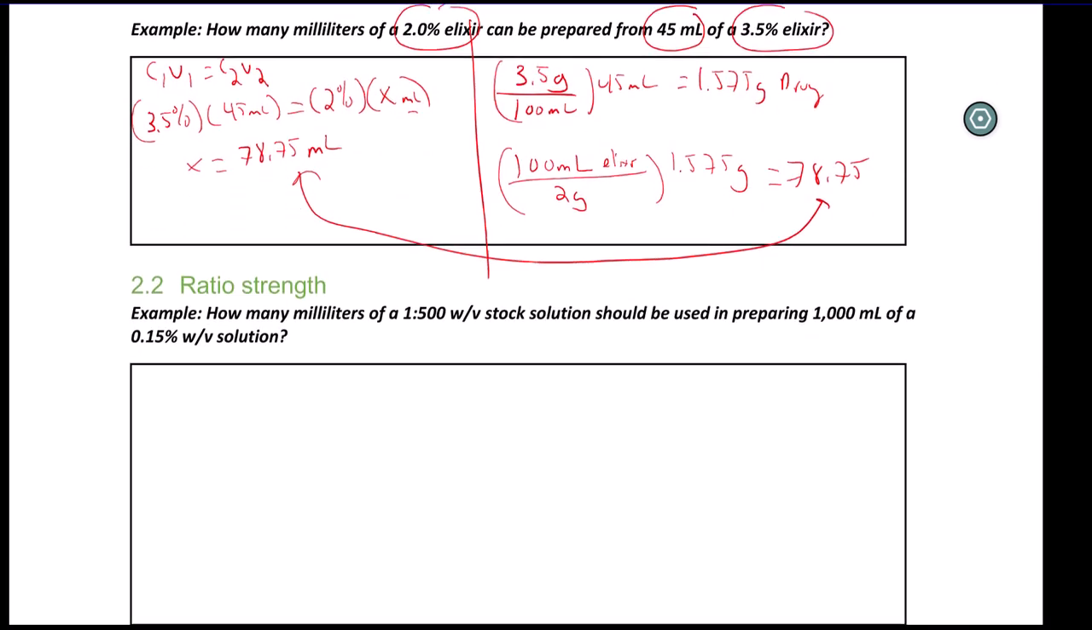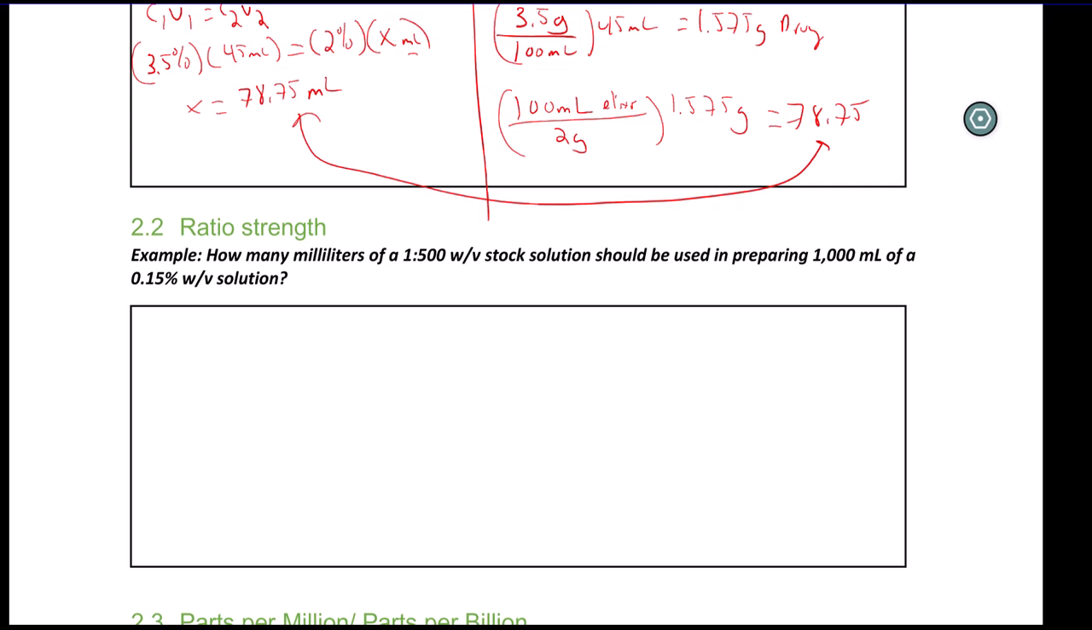All right, let's look at another one where we do ratio strength. So now we have the same sort of question. We're looking at liquids, we're describing the concentrations, and we have how many milliliters of a 1 to 500 weight and volume stock solution should be used in preparing 1,000 mLs of a 0.05% weight and volume solution. Again, the biggest problem that most people have is just understanding what the question is asking us. What is this question asking us? How can we approach this?